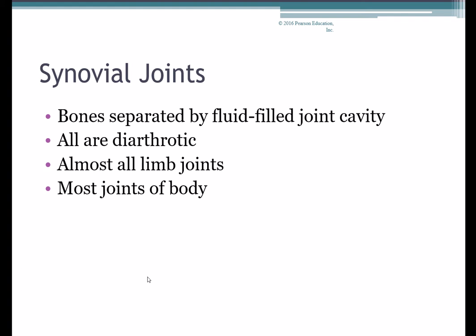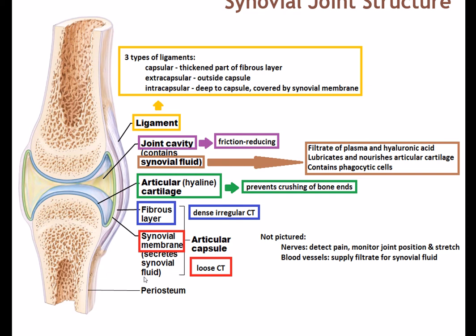The synovial joints are most of the joints of the body, and pretty much all of our limb joints are considered synovial joints. They're all diarthrotic, so all freely movable, and really their defining characteristic is the fact that they are separating the bones with a fluid-filled synovial cavity or joint cavity. If we look at just a generic synovial joint here.